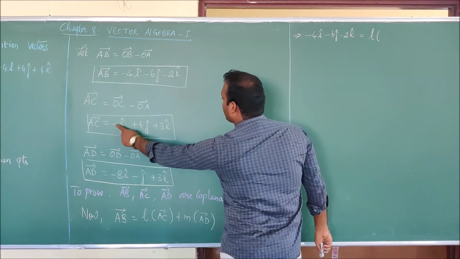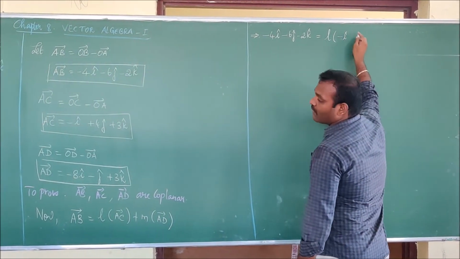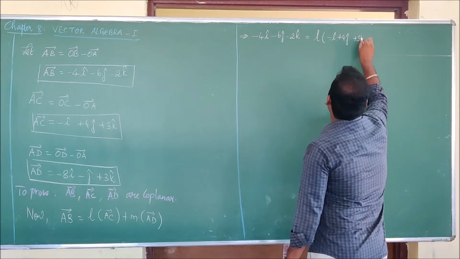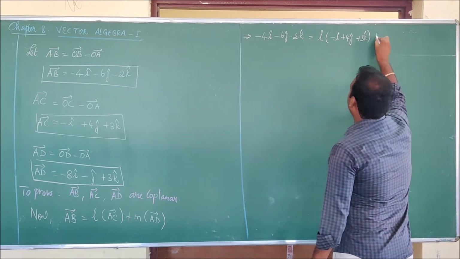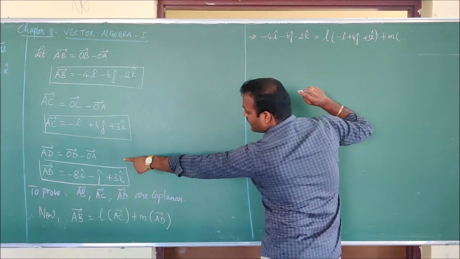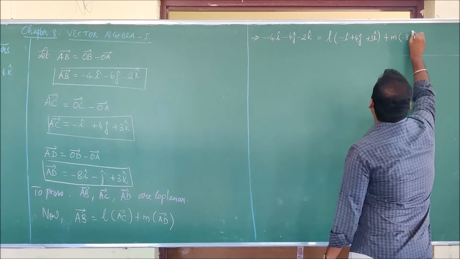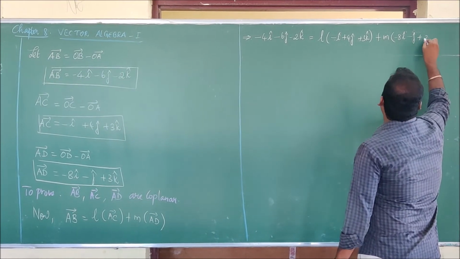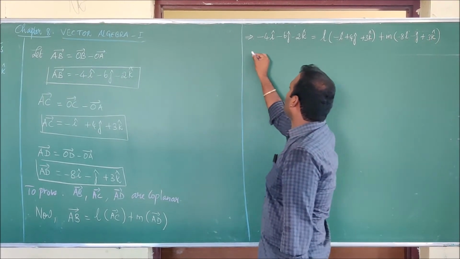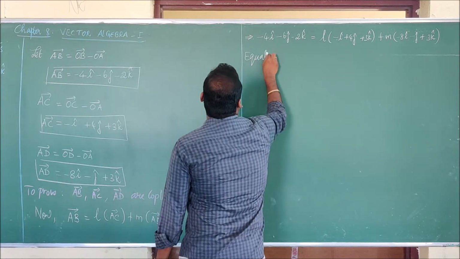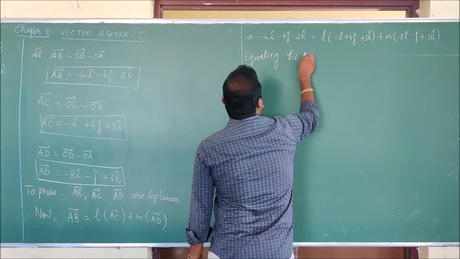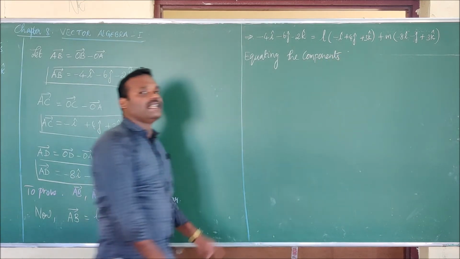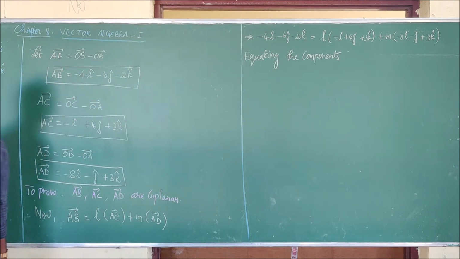What is AC vector? Minus i cap, then plus 4j cap, then plus 3k cap, equal to plus M into next AD vector. What is AD vector? Minus 8i cap, then minus j cap, then plus 3k cap. Okay, so next you have to equate the components. So equating the components, that is, we are going to equate the i component, j component and k component.